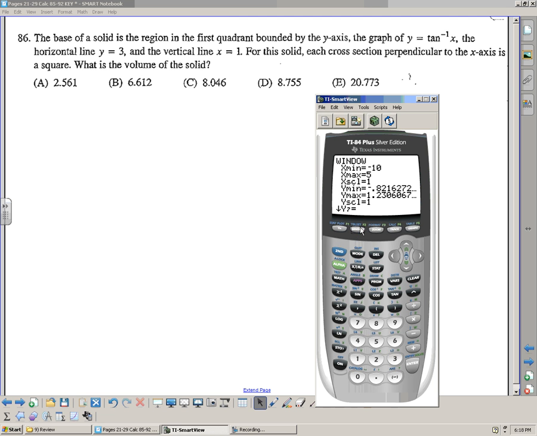And we're in the first quadrant, so I want to make my x min negative 0.2, let's say. And my x max can be 1.2 because the vertical line x equals 1 bounds this region. Now for inverse tangent, I'm just going to put in negative 6 to 6 for the y min and max, and we'll see what we have going on here. So there's my graph. I don't like that graph. It's a little squatty for me, so I am going to make my y min and y max a little tighter.